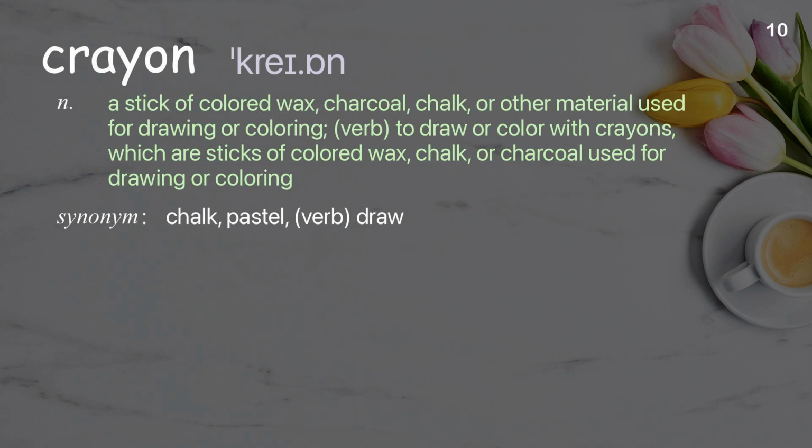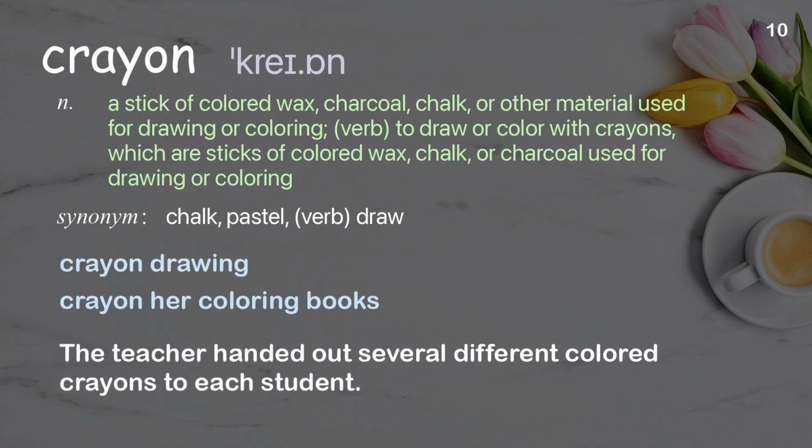Crayon. A stick of colored wax, charcoal, chalk, or other material used for drawing or coloring. Verb, to draw or color with crayons, which are sticks of colored wax, chalk, or charcoal used for drawing or coloring. Examples: Crayon drawing. Crayon her coloring books. The teacher handed out several different colored crayons to each student.